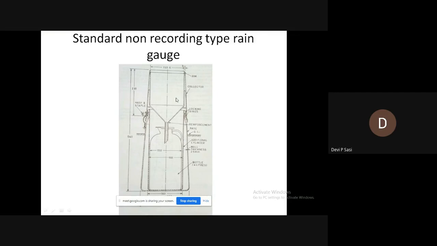The collector is above the ground level, but the receiver is partially below the ground level. You can see it is below the ground level.